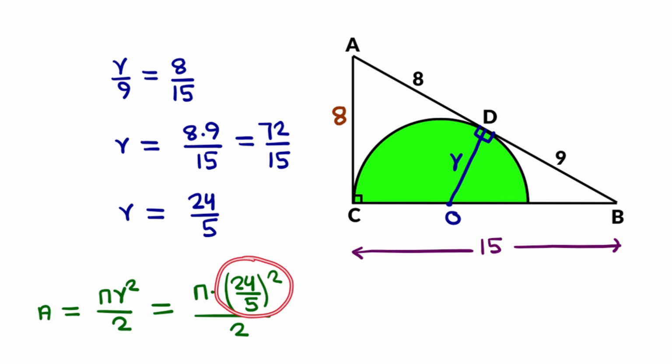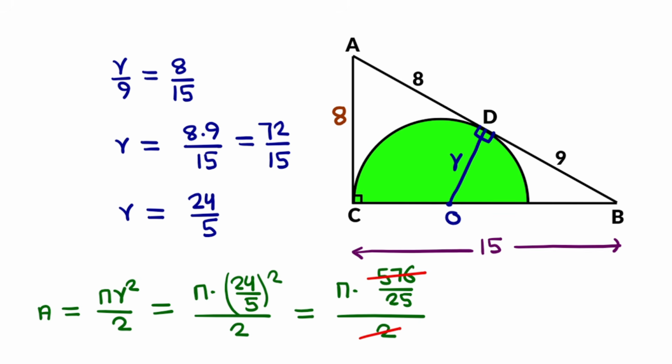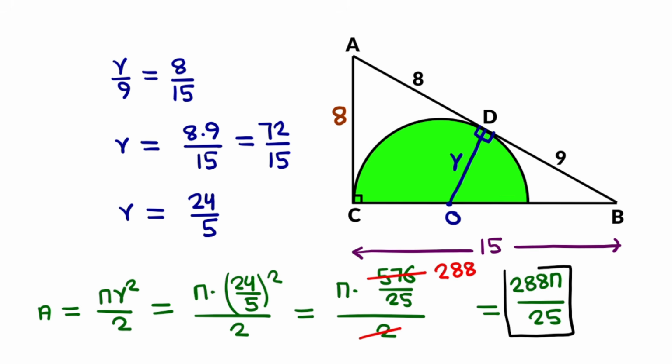Squaring the fraction gives 576 over 25. So the area becomes pi times 576 over 25 divided by 2. Dividing by 2 is the same as halving the numerator. 576 divided by 2 is 288, which leaves us with 288 pi over 25. And that's the exact area of the green semicircle. If you'd like a decimal approximation, it's about 36.19 square units.